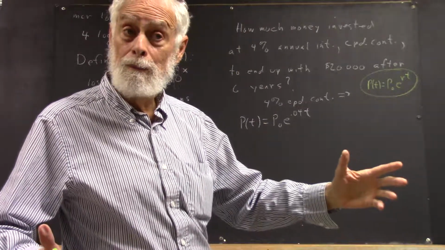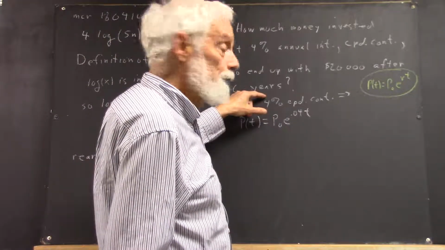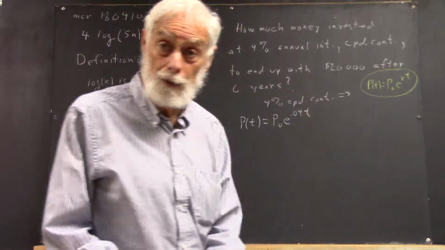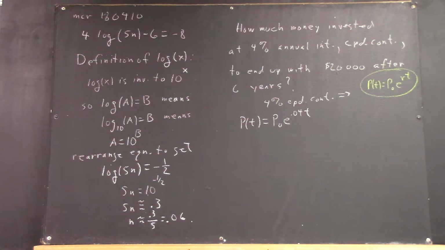What do we know? t. We do know that after 6 years, we should have $20,000, right? So see if you can write an equation that expresses that.